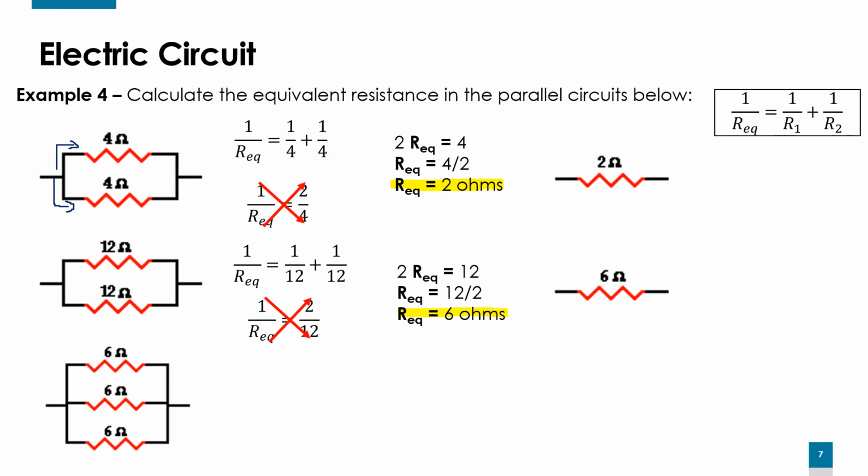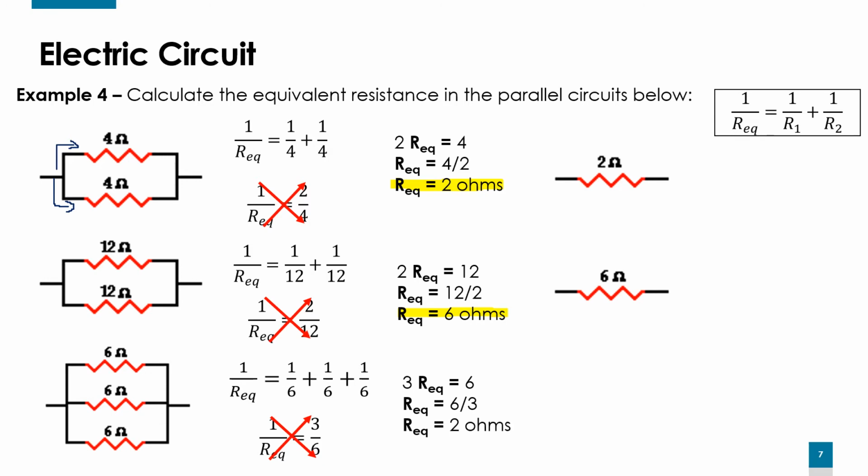And now a little bit more complicated with 3, but it's the same way that I calculate. I just need to put one more. So 1 over 6 plus 1 over 6 plus 1 over 6 gives me 1 over equivalent resistance equals 3 divided by 6, cross multiplication, 3 times equivalent resistance equals 6, so 6 divided by 3 gives me 2 ohms, and I represent it like that, okay?